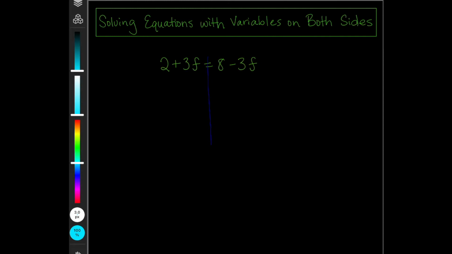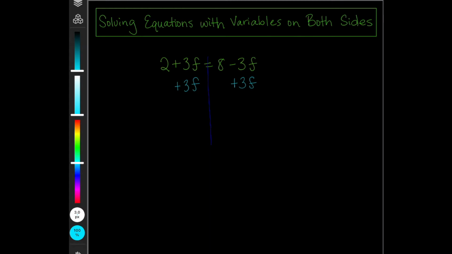I am going to start on the 8 minus 3f side. Let's look at the minus 3f first. I want to get rid of the minus 3f. The opposite or inverse operation of subtraction is addition. So to get rid of the minus 3f, I need to add 3f. But I'm not done. Because remember, what I do to one side of the equation, I must do to the other. Therefore, I will add 3f to the other side.